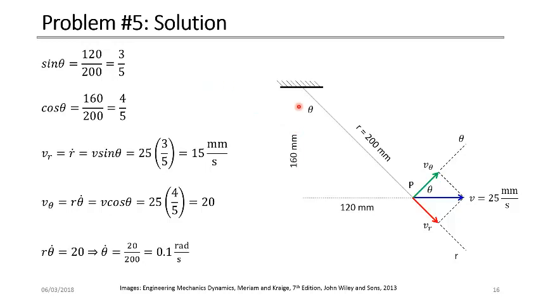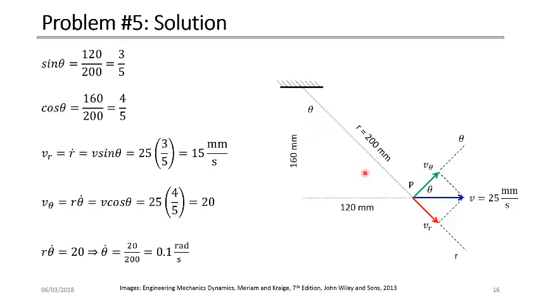So what we can do here is say, okay, H is given, X is given. By the Pythagorean theorem at this position, we can calculate R, right? R here is the square root of 160 squared plus 120 squared, which is 200. And then we can also calculate the angle theta. We can calculate the sine and the cosine of angle theta.